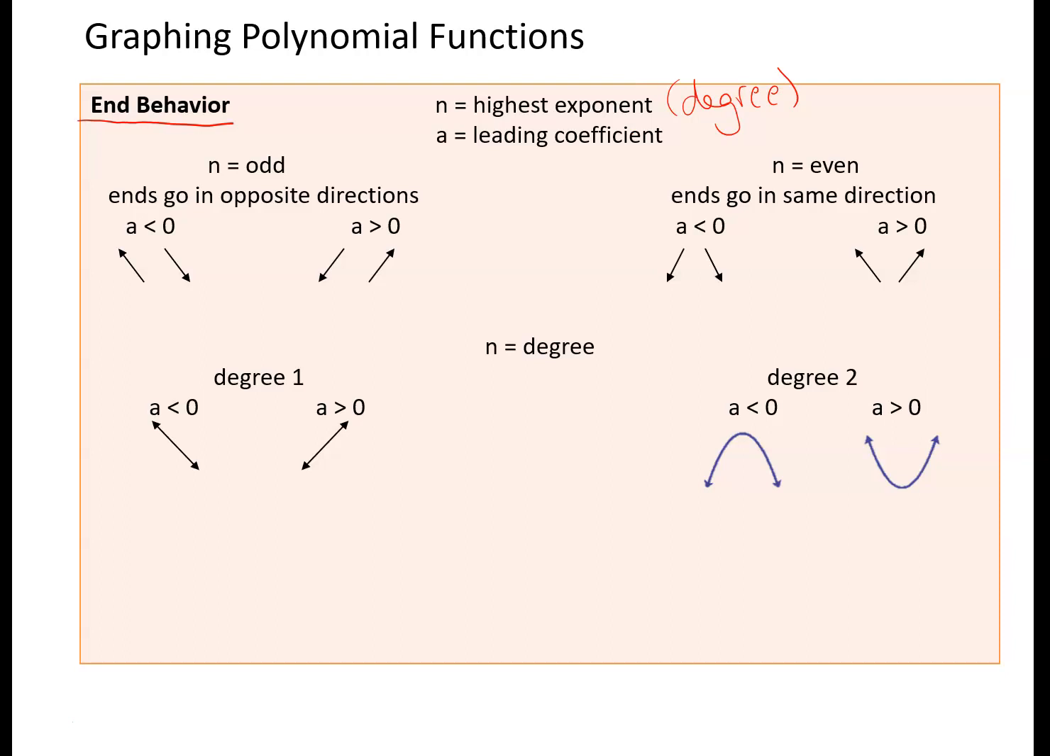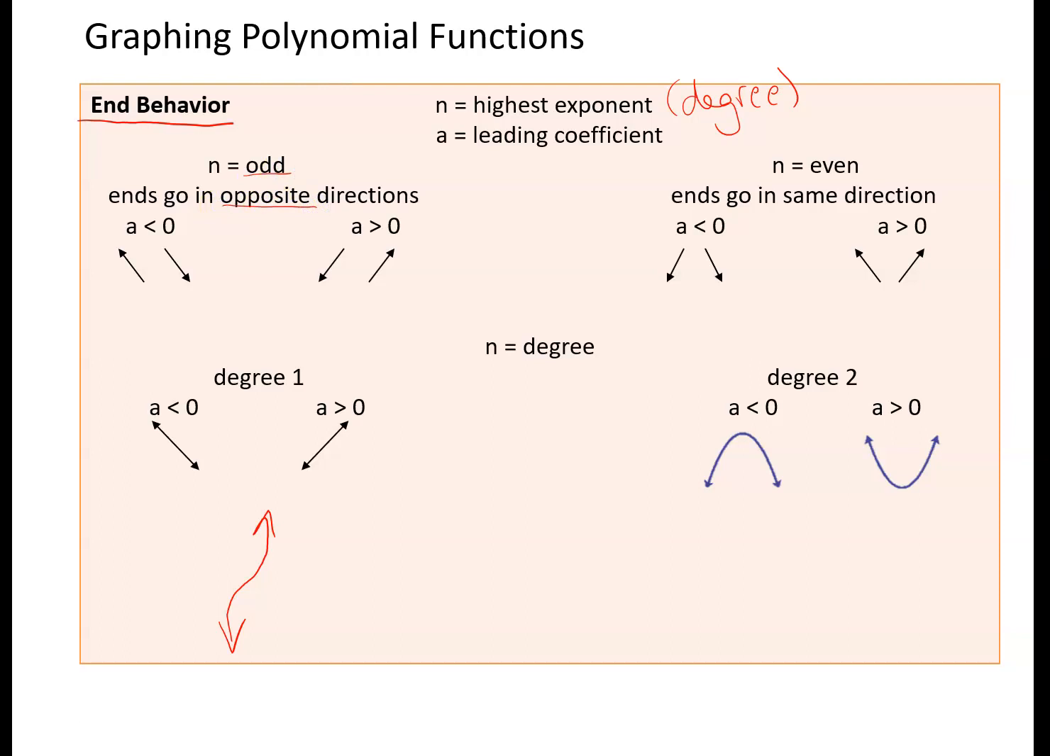So let's start with looking at n, the degree. If n is odd, the ends go in opposite directions. Think about a line. The degree of a line, a linear function, is 1, degree 1. Okay? And we know that when you draw a line, like we have here on this table, the ends are going in opposite directions. The same thing would happen for the cube function, right? Degree 3 is odd, and those ends go in opposite directions. Think odd, opposite, O and O.